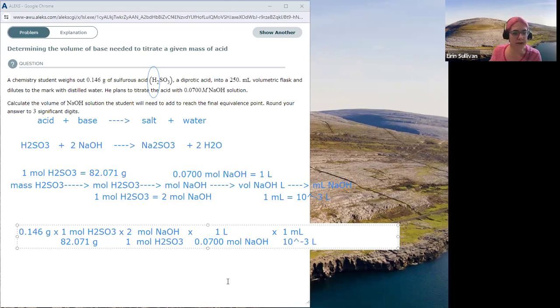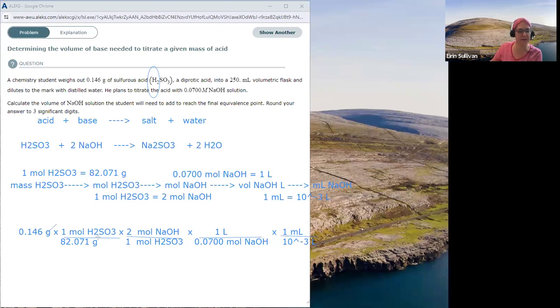All right, and then it's time to just slap it in your calculator. Make sure that you use parentheses if required, especially be careful with things like 10 to the power of minus 3 litres. You may need to tell your calculator that the minus is stuck to the 10 to the power of. So we're going to end up with an answer in millilitres, which I assume is the units that ALEKS is asking for. 0.146 divided by 82.071 times 2 divided by 0.07 divided by 10 to the power of minus 3. And we get 50.8 millilitres to 3 significant digits.